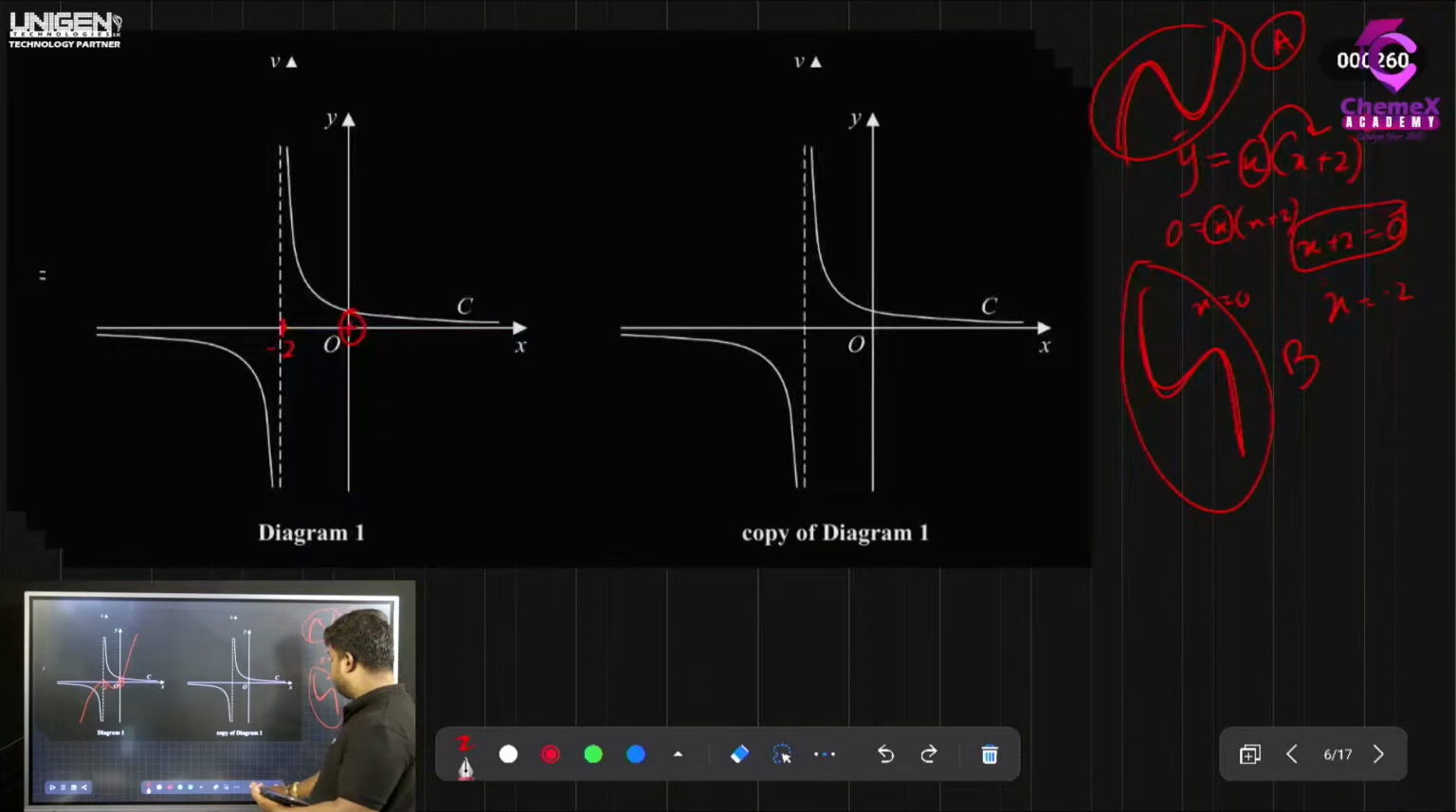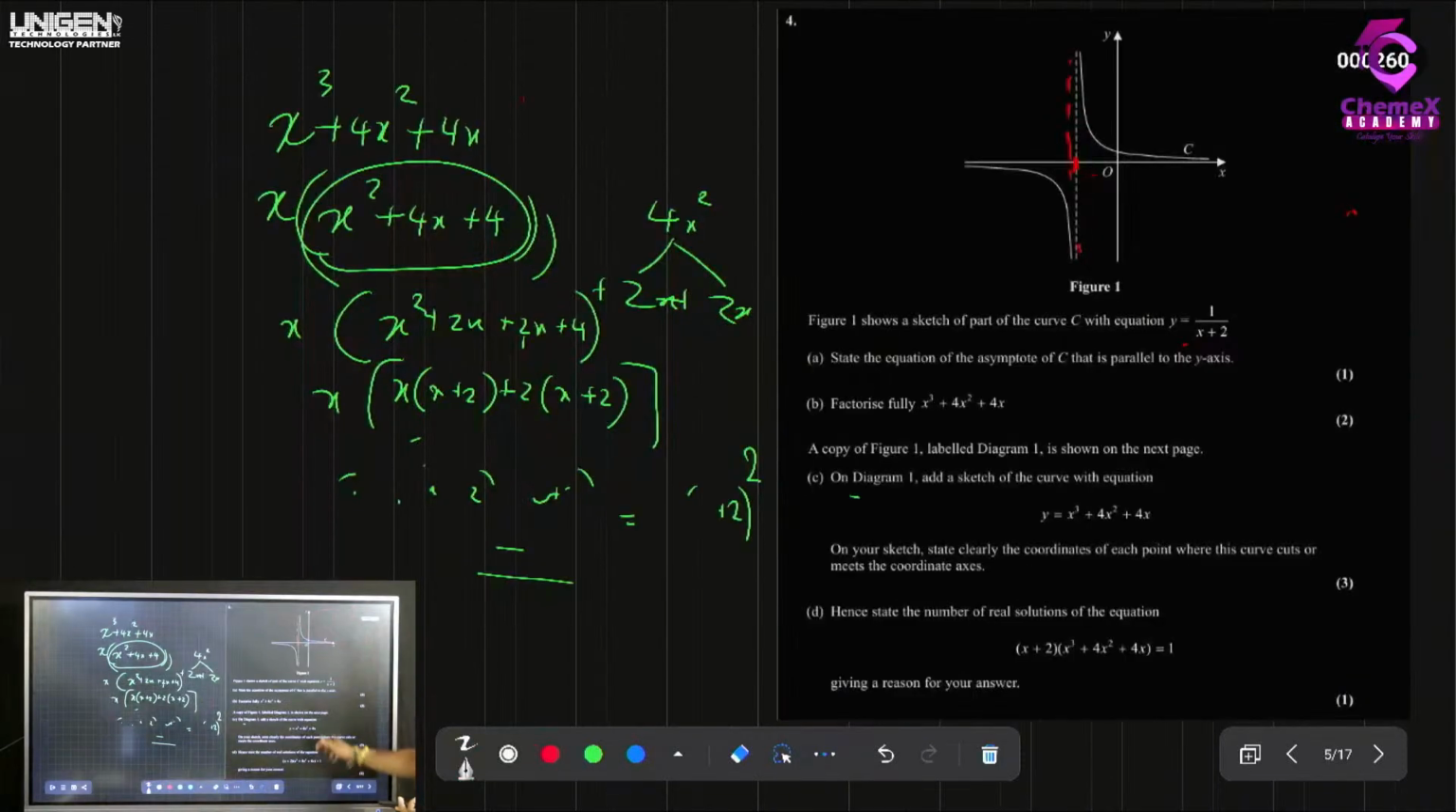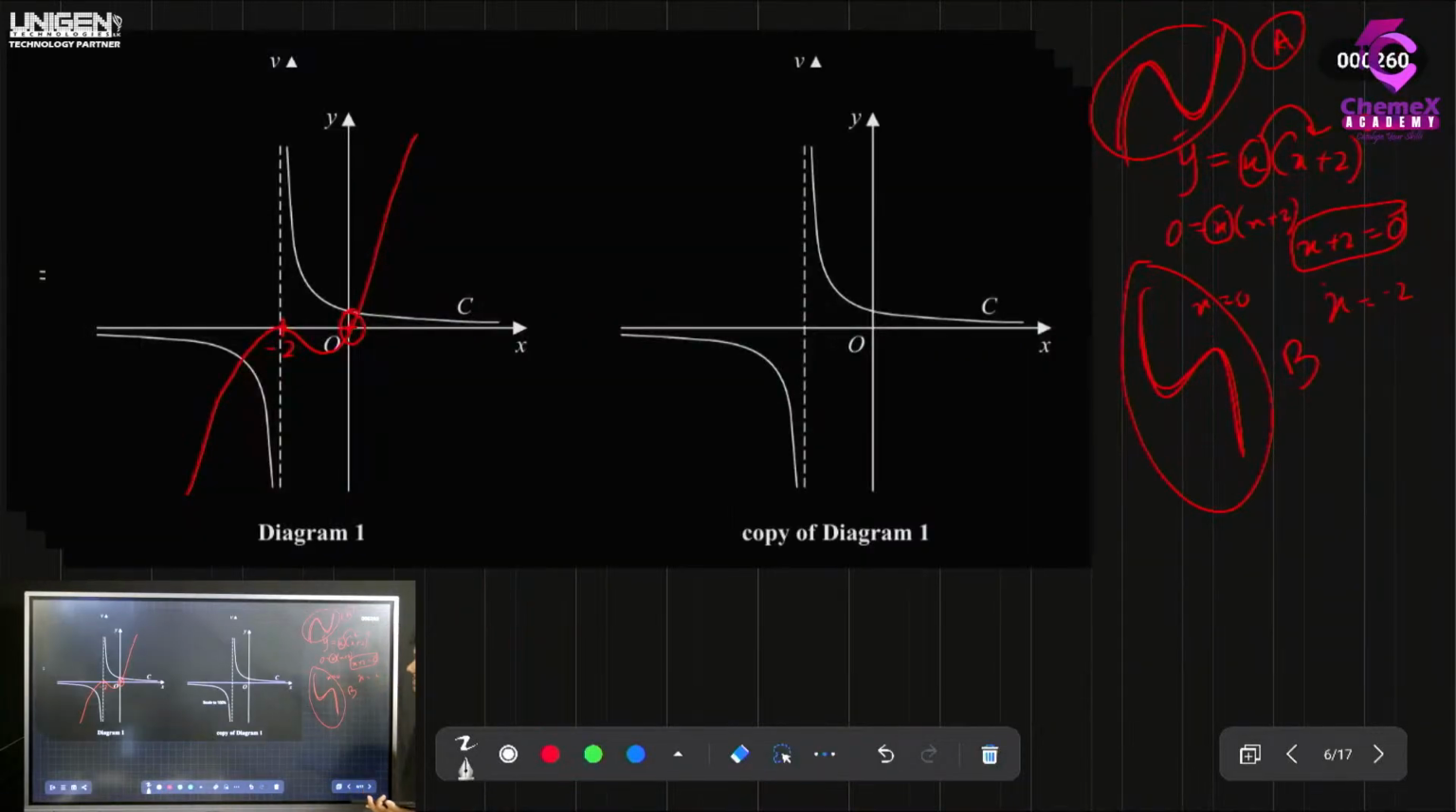So, okay. So that's the answer for the C part. So they have mentioned in the question diagram 1. Then you have to use that diagram 1 they have given.